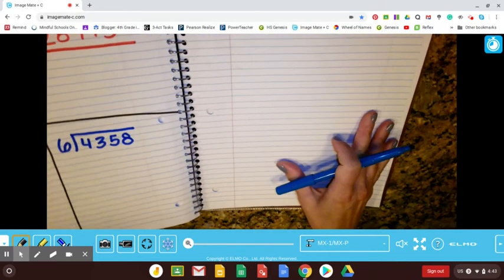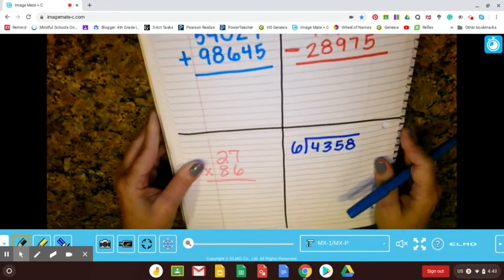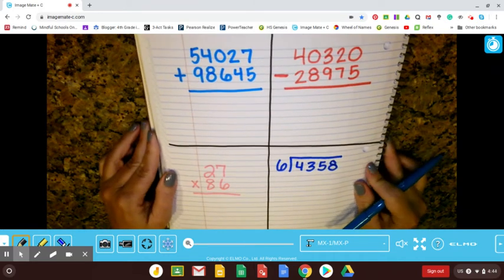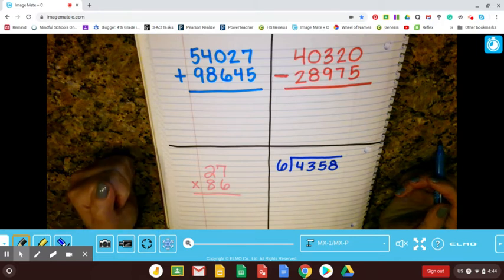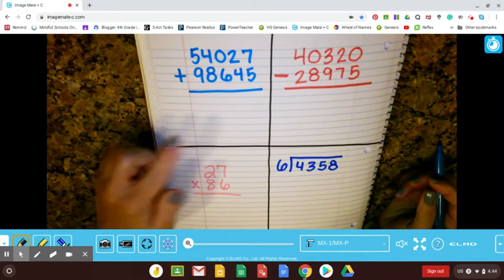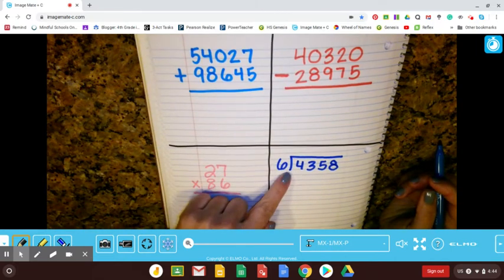Turn to a blank page in your notebook, and I want you to copy down these 4 problems. So even if you don't have your notebook right now, get a piece of paper out, pause this video, get out a piece of paper, and I want you to copy down these 4 problems.